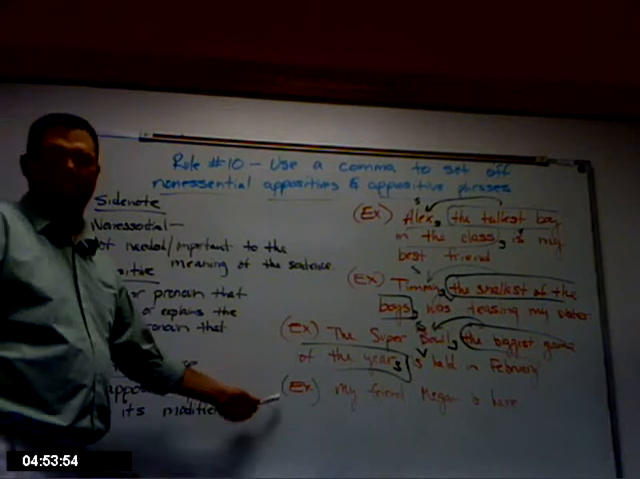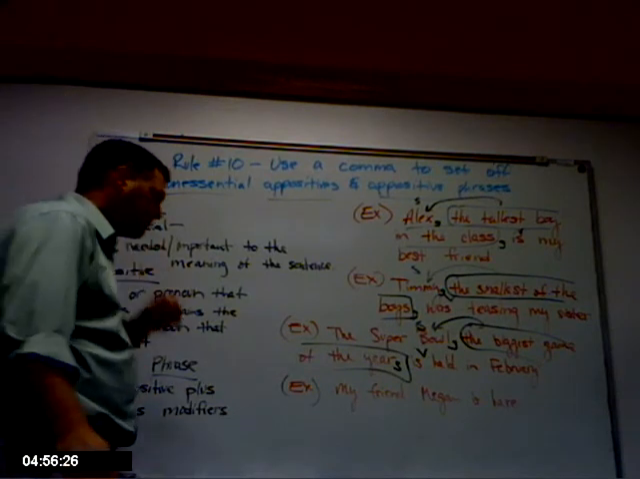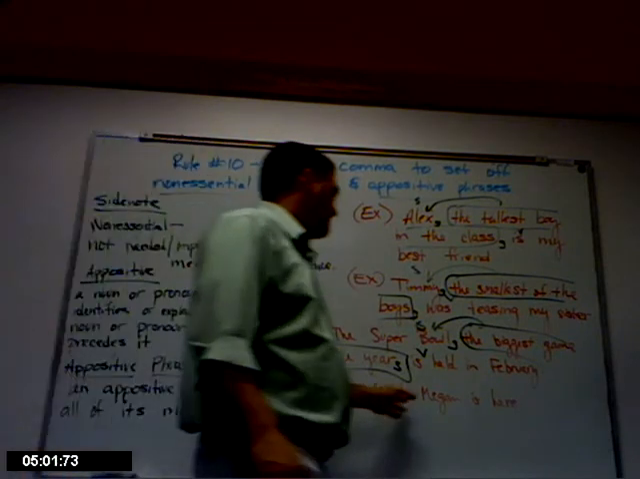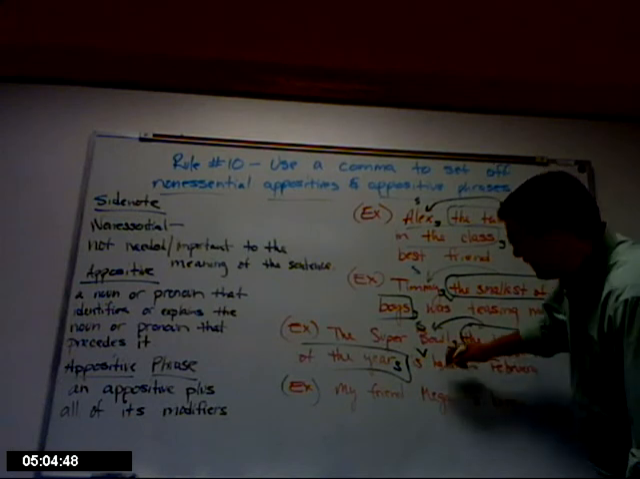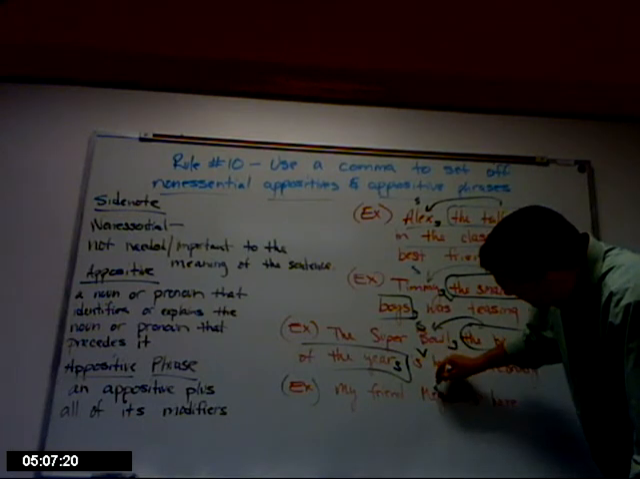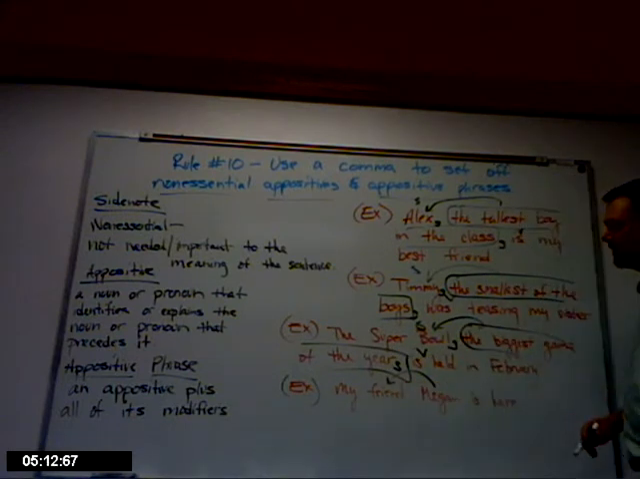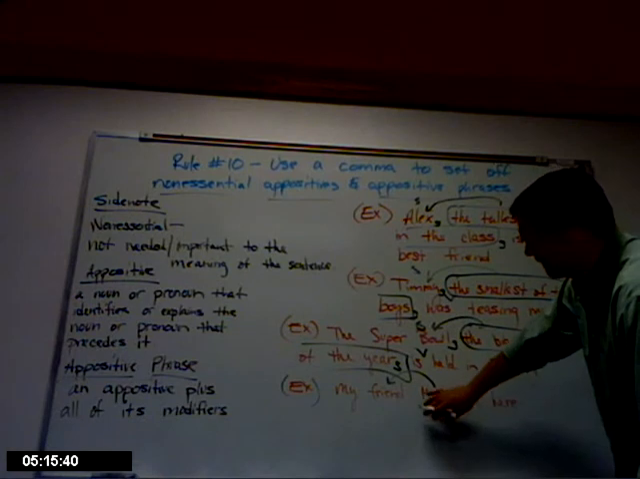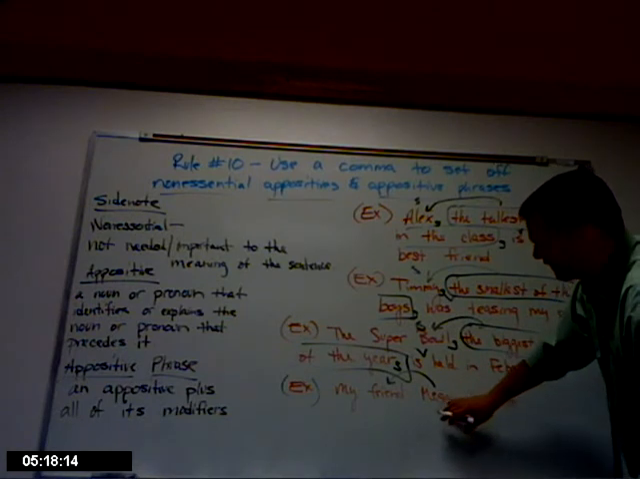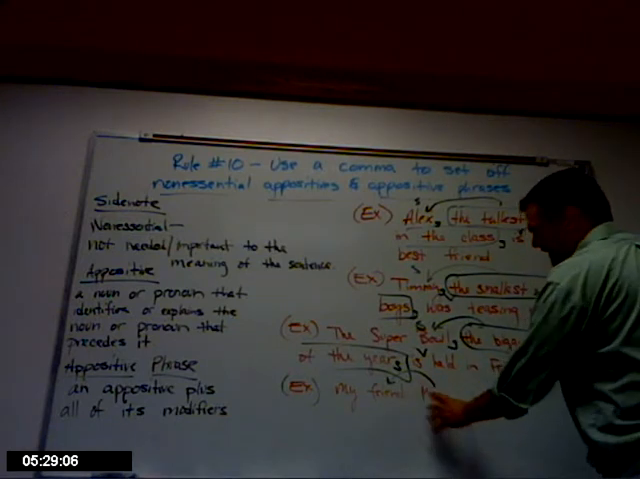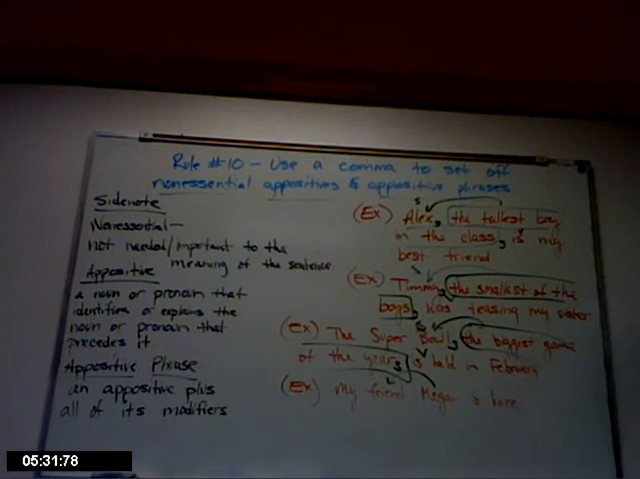The last sentence is there to show you what essential looks like. If we have an essential appositive, we don't use commas. My friend Megan is here. Megan is the appositive, and it explains or gives extra information about friend. But it's important to know that they're speaking about Megan. There could be other friends there. There could be 50 friends there. Specifically, my friend Megan is here. So in a sentence like this, we do not use commas because Megan is essential to the meaning.